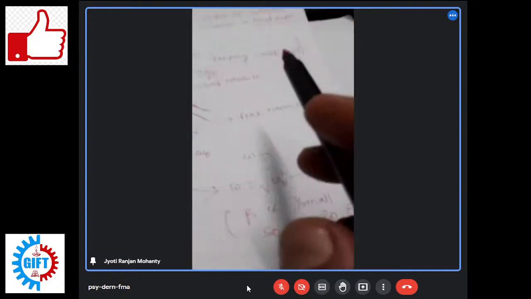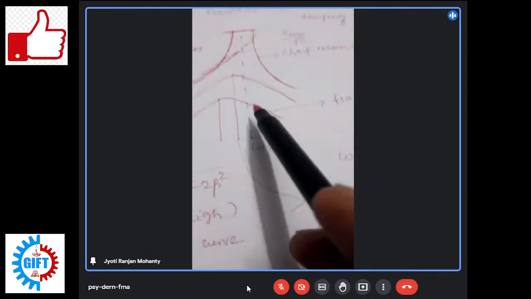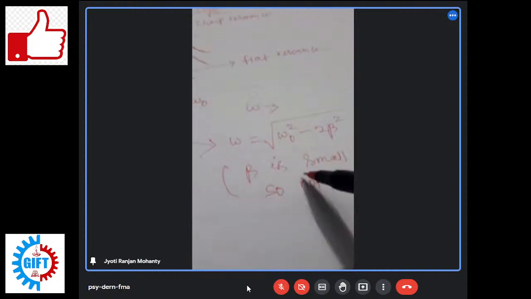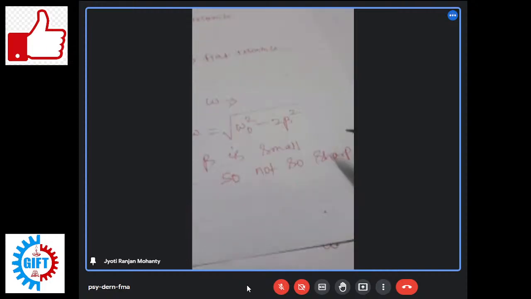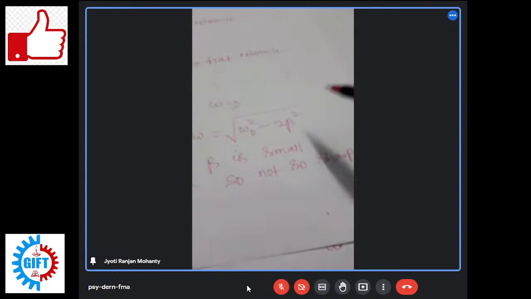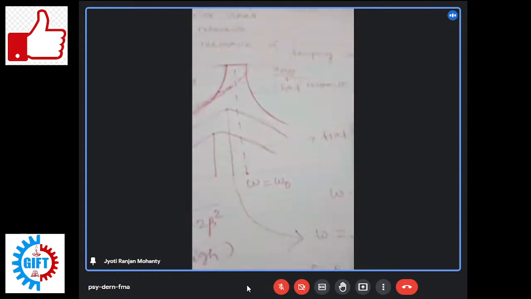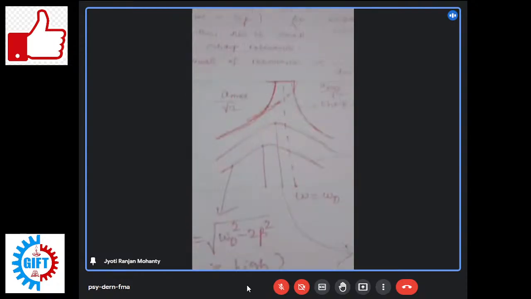And for the second one, omega is equal to root of omega naught square minus 2 beta square. So beta is small, so not so sharp. And for the third, it is a sharp resonance. Okay, diagram complete.